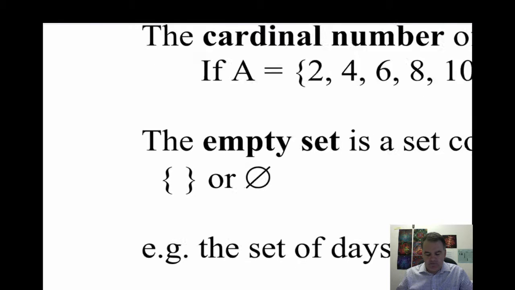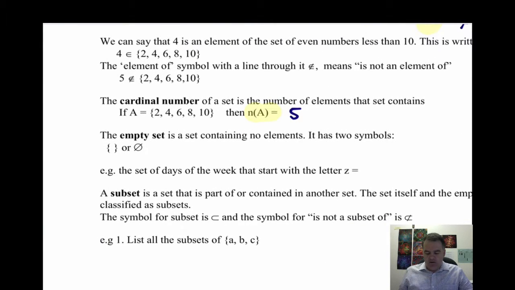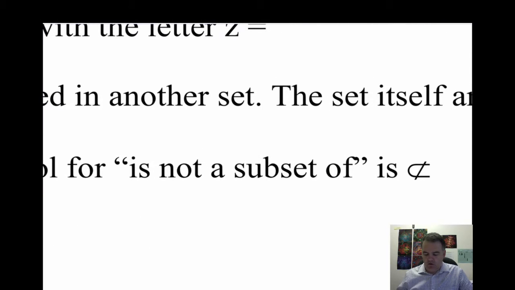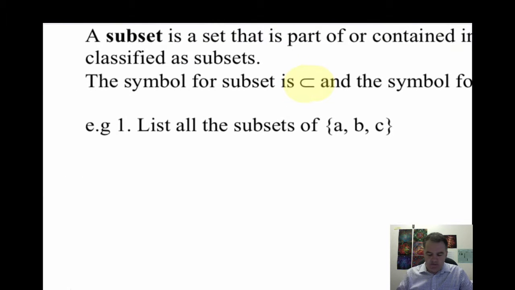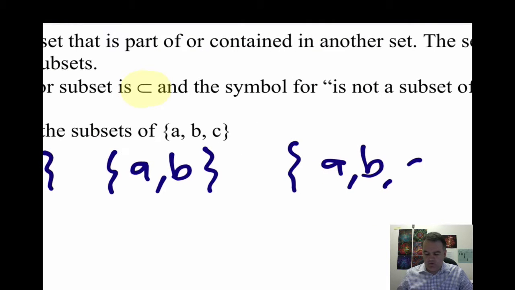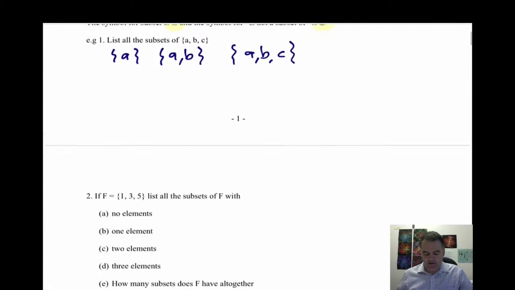The empty set, believe it or not, there is a set that contains nothing. We use 2 symbols for that, curly brackets or the circle with a slash through it. That is the empty set. Okay, and the other symbol that you might see is this one right here, and that means subset. Or the symbol meaning not a subset. So things like if we have the set A, B and C, then a subset of that would be A. A is a subset of that. A and B is also a subset of that set. In fact, the set itself is a subset of itself, which I know is a little bit strange, but there you go. So we could list all the subsets of that set there.